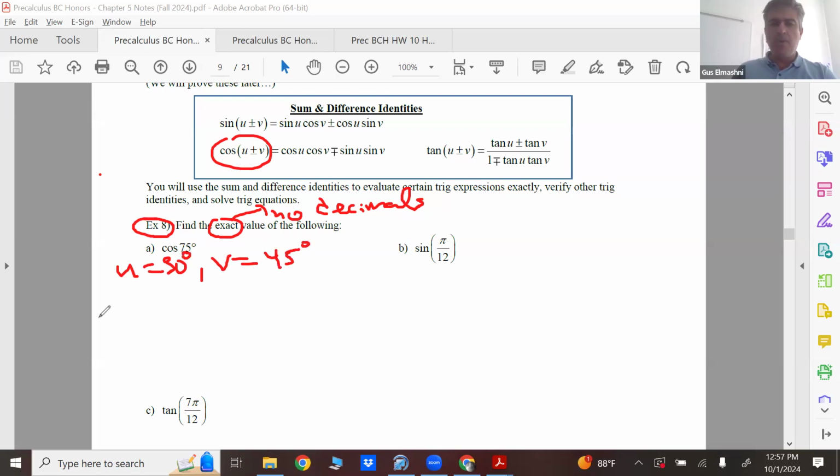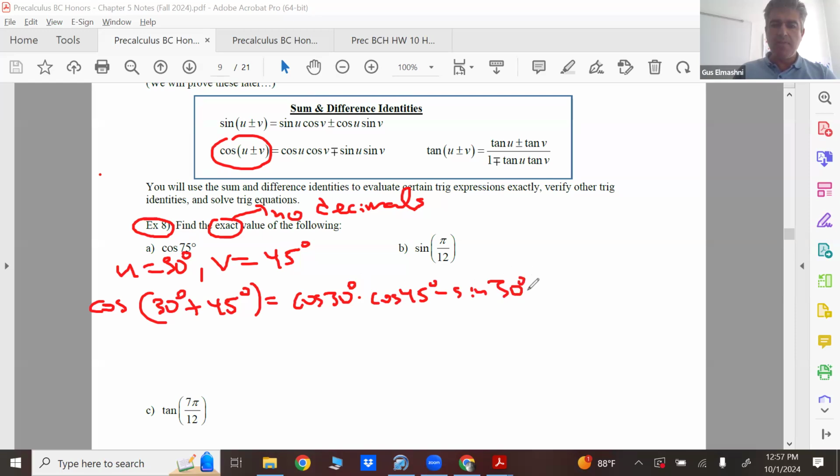Because you're adding, right? So I'm going to do cosine of 30 degrees plus 45 degrees equals cosine of 30 degrees times cosine of 45 degrees minus sine of 30 degrees times sine of 45 degrees.